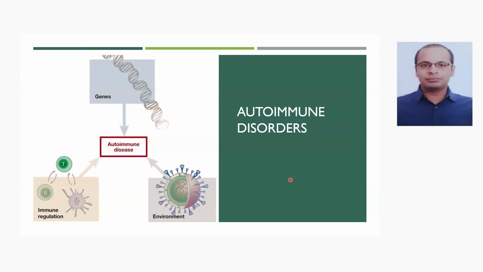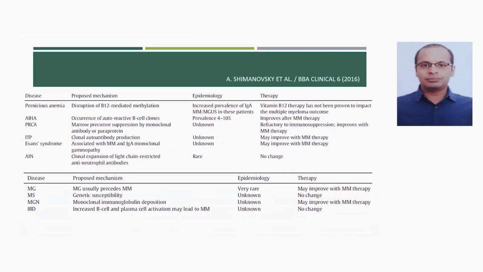Various autoimmune disorders are also associated with monoclonal gammopathies. These are pernicious anemia, autoimmune hemolytic anemia, PRCA, ITP, Evans, so on and so forth. Some of these have a definitive association and are more commonly seen, and may improve with multiple myeloma-like therapy, like you know PRCA, ITP, or Evans. If they are associated with MGUS, they can improve with myeloma kind of a therapy. Others, there might be no change.